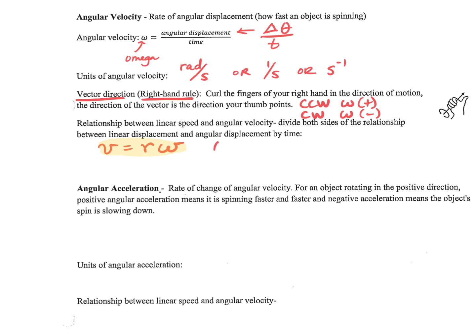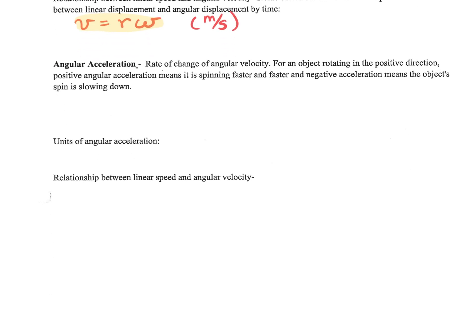And, of course, the units for this are going to be meters per second, right? R is going to give you the meters. Omega is going to give you the per second. Angular acceleration is the rate of change of the angular velocity. In other words, that is alpha. Alpha is equal to delta omega over time.